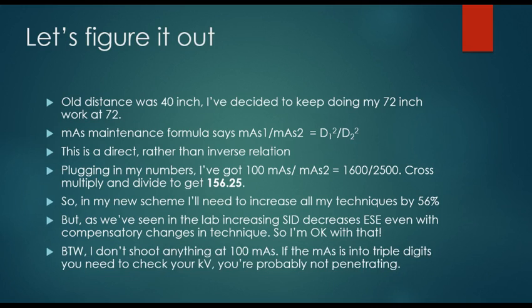Okay, and just wanted to let you guys know, no, I don't shoot all my X-rays at 100 mass. That would be very, very lazy. As a matter of fact, I was thinking this to myself. Anytime your mass is entering triple digits, you'd need to look at your kV. What's wrong with your kV? Is that thing set at like 70 or 75? Why are we using all this mass?